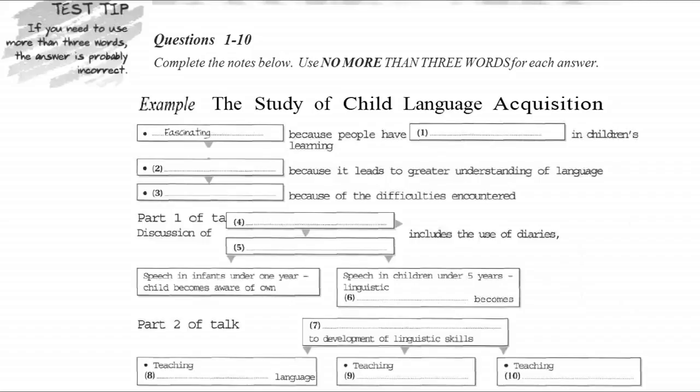The third point is that it's a complex study. And this is because of the enormous difficulties that are encountered by researchers as soon as they attempt to explain language development, especially in the very young child. In today's lecture, we will cover a number of topics.